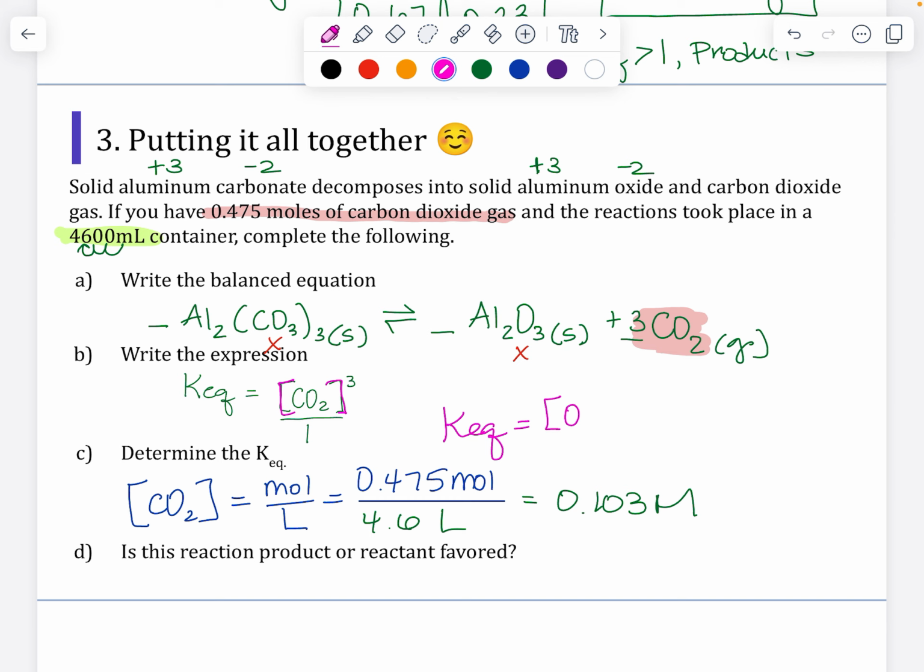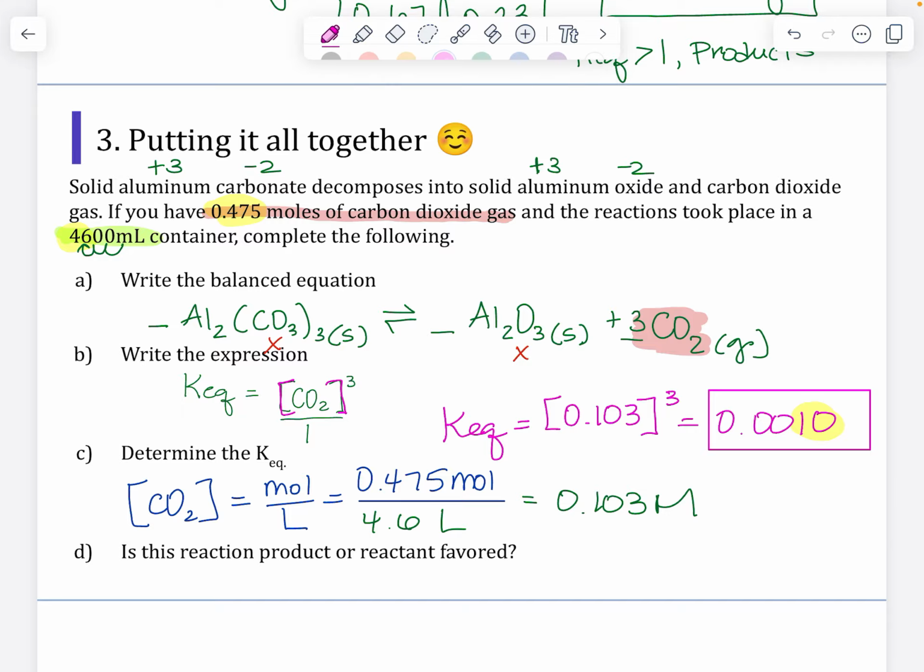So 0.103 cubed, which gives me 0.0010 is my KEQ value. Looking at this, 3 sig figs, 2 sig figs. So at the very end, I'm leaving 2 sig figs. No units on KEQ values.